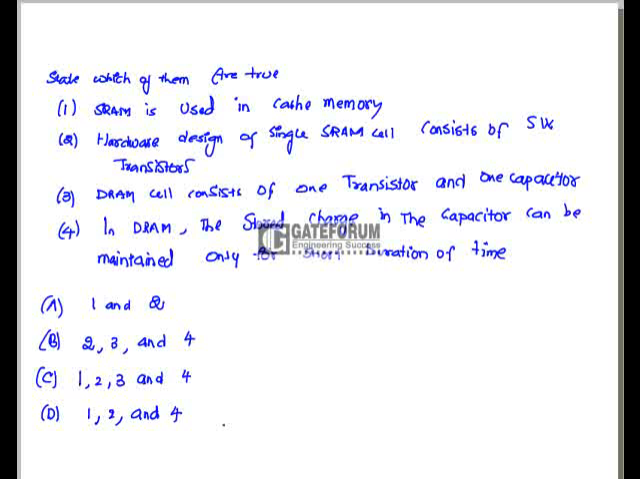because in DRAM the data is stored in the form of voltage in the capacitor, which will lose its charge as a function of time, hence we have to refresh it frequently. So all the statements are true, hence option C is correct.